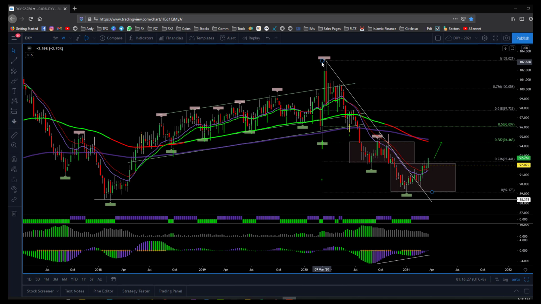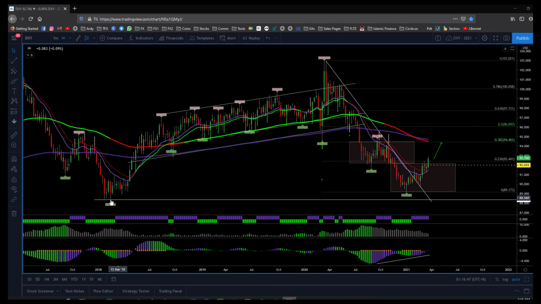So we can see that we reached a peak of around the 103 level on the 16th of March last year, and eventually we had the DXY hitting a bottom around the 4th of January this year. However, what has happened since then?